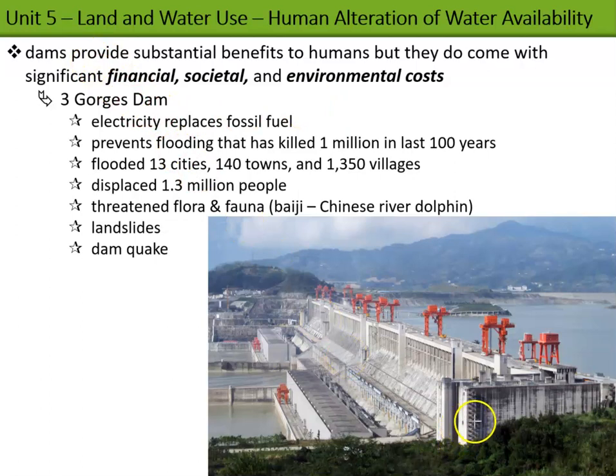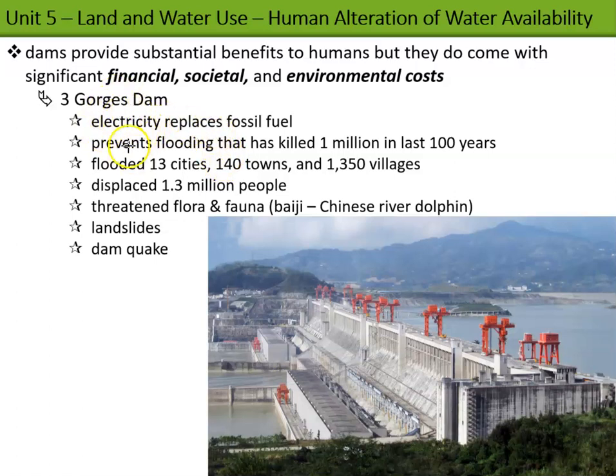They can provide a tremendous amount of electricity, and hydroelectric power is a much cleaner source of power than burning fossil fuels. There's very little in the way of carbon dioxide production from fossil fuels. They provide drinking water and other benefits that we mentioned. But there are tremendous and significant financial and societal and environmental costs.